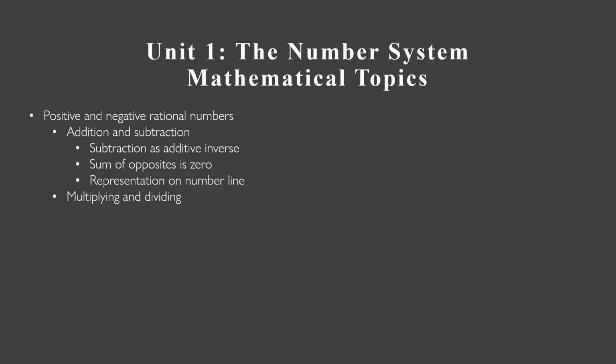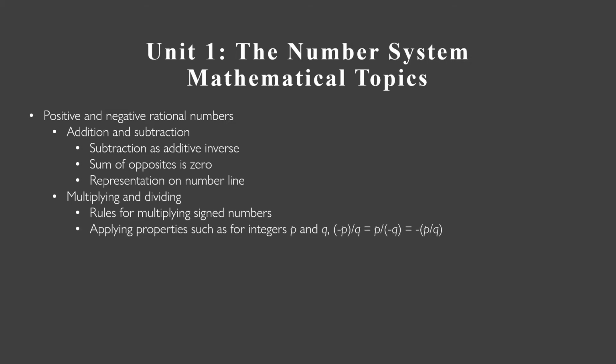The standards of Unit 1 focus on adding, subtracting, multiplying, and dividing positive and negative rational numbers. With addition and subtraction, special attention is on conceptualizing subtraction as the additive inverse. So for example, subtracting positive 3 is the same thing as adding negative 3. Subtracting negative 2 is the same thing as adding positive 2. A consequence of this is that adding opposites together cancel out. In this unit, we need to be able to do these calculations and represent addition and subtraction on the number line.